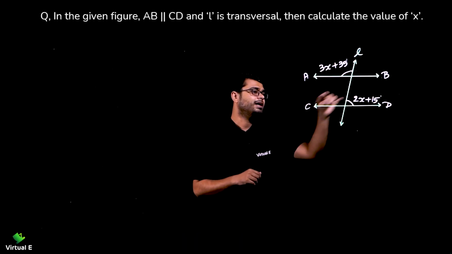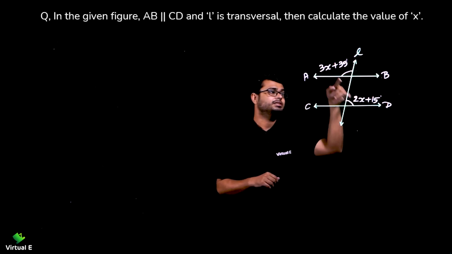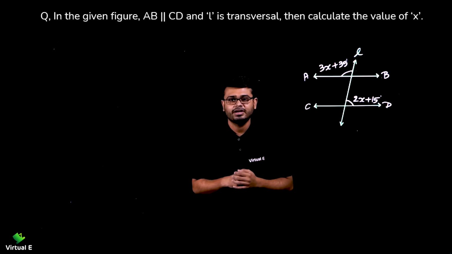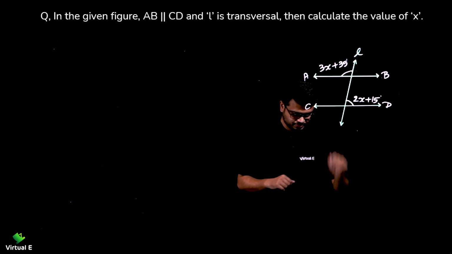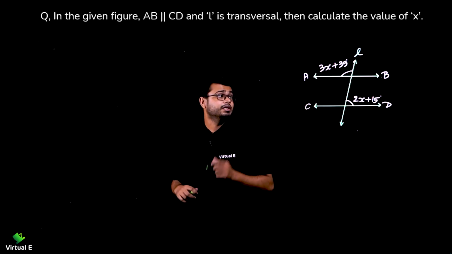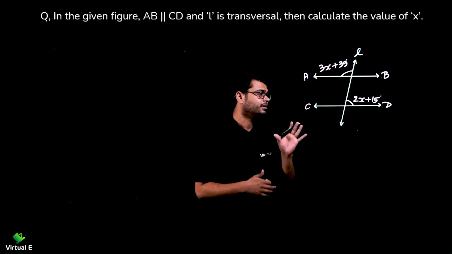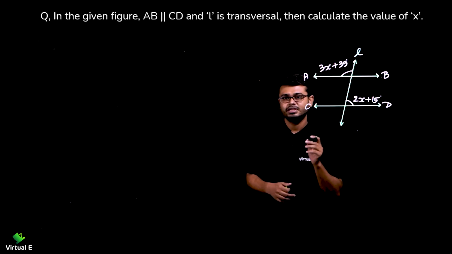So AB is parallel to CD, these two lines are parallel, L is the transversal, and these two angles are given, and we need to find the value of x. So how shall we approach this? I told you to try to get both of the angles at one vertex if possible. Then how shall we do that?